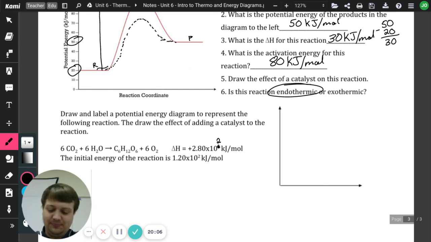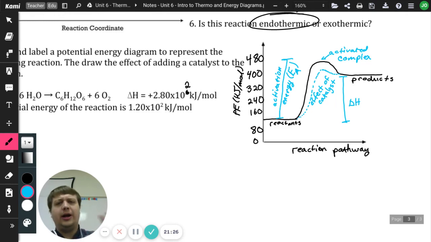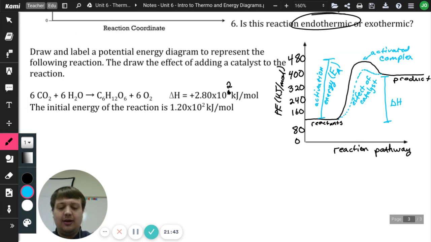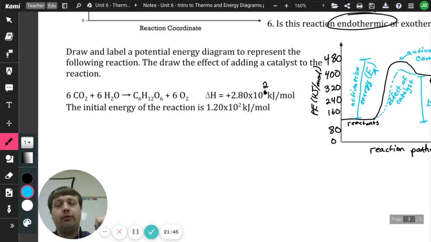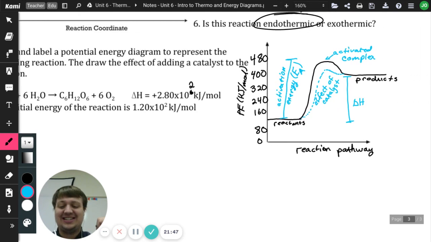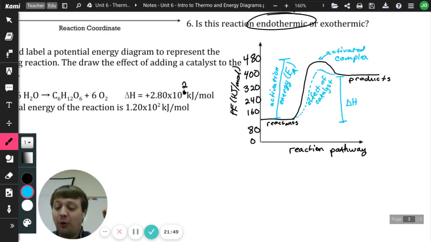All right, so what do I do here? Looking at this, I've got my reactants and my products. I do need to make sure my axes are labeled. So on the left, I have my potential energy, which was in kilojoules per mole, and on the bottom, I have my reaction pathway. I know my reactants started, so the initial energy of the reaction is 120 kilojoules per mole.